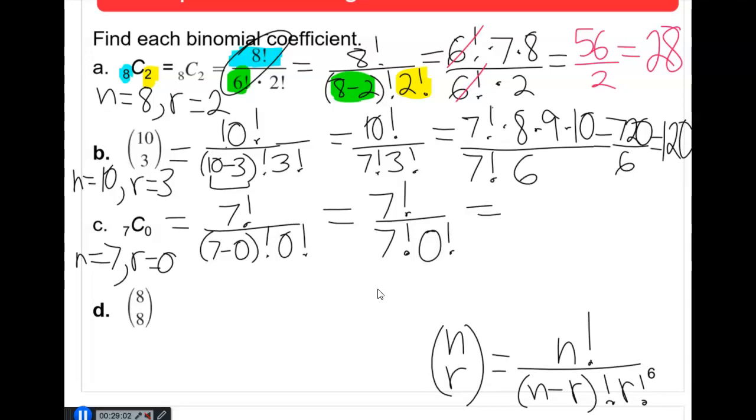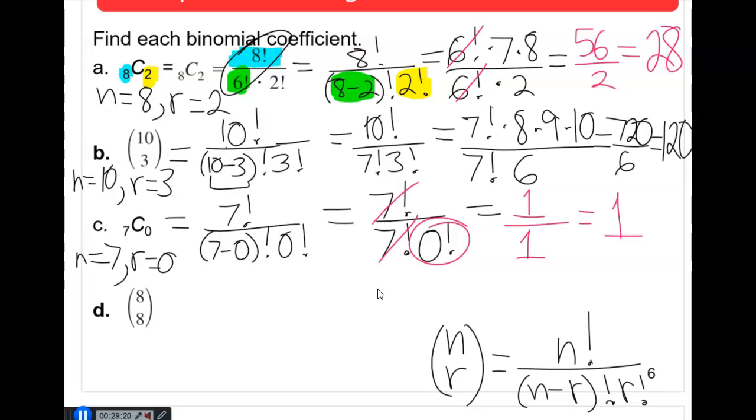So from here, we will have 7 factorial over 7 factorial times 0 factorial. And 7 factorial divided by 7 factorial is equal to 1. So we say they cancel, but they're not disappearing. They're still a 1. And then for the denominator, by definition, 0 factorial is equal to 1. So if we have 1 over 1, it's just 1.